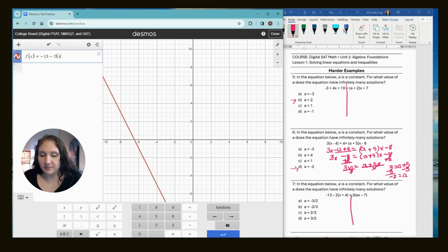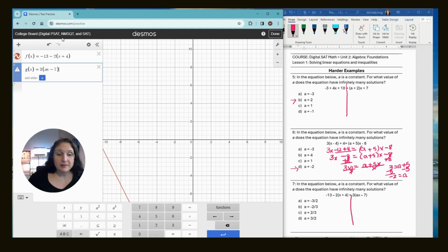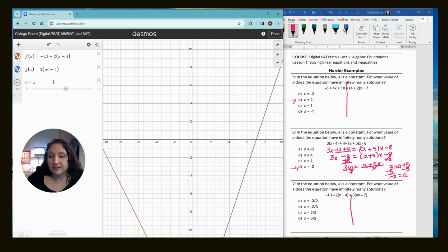f of x equals -13 minus 2 times (x + 4). And then for that equals, we're just going on the next line, g of x equals, and there is another way to do it, but I want you to learn this way just because it's going to help us for more challenging questions later. All right, here's that. Now I'm going to put in my slider.